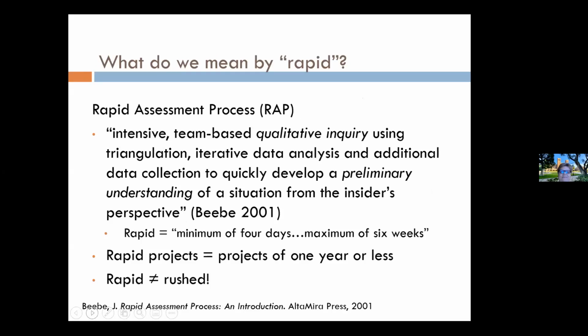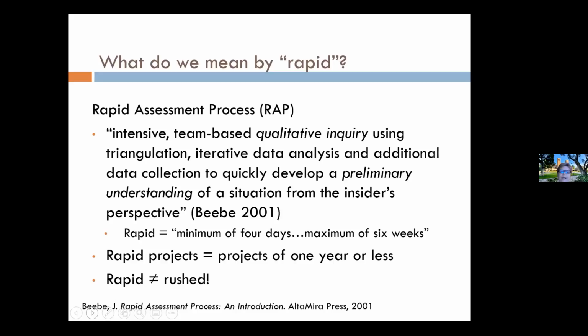So let's get into a couple of definitions. What do we mean by rapid? I am definitely not the only kid on the block who's been doing work related to rapid. There are many, many folks doing methods work that speaks to a more rapid approach. Probably one of the more well-known works is James Beebe's Rapid Assessment Process, which was published back in 2001, and how he defines rapid is intensive team-based qualitative inquiry using triangulation, iterative data analysis, and additional data collection to quickly develop a preliminary understanding of a situation from the insider's perspective.